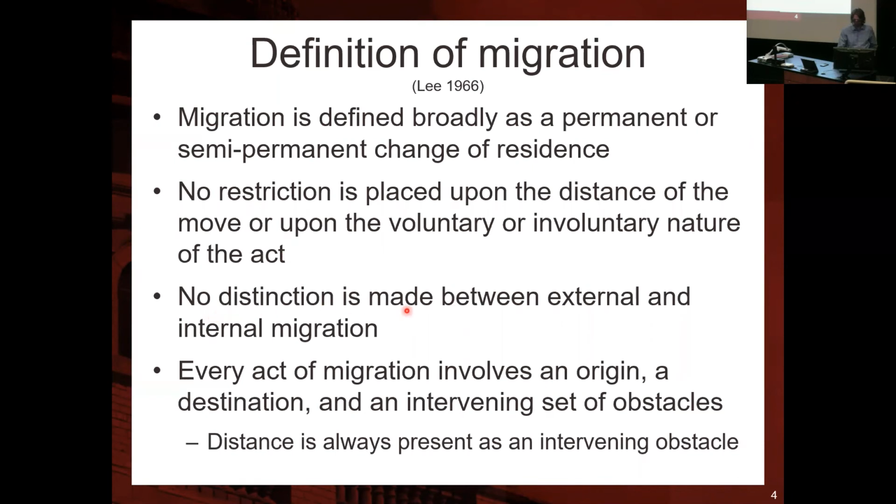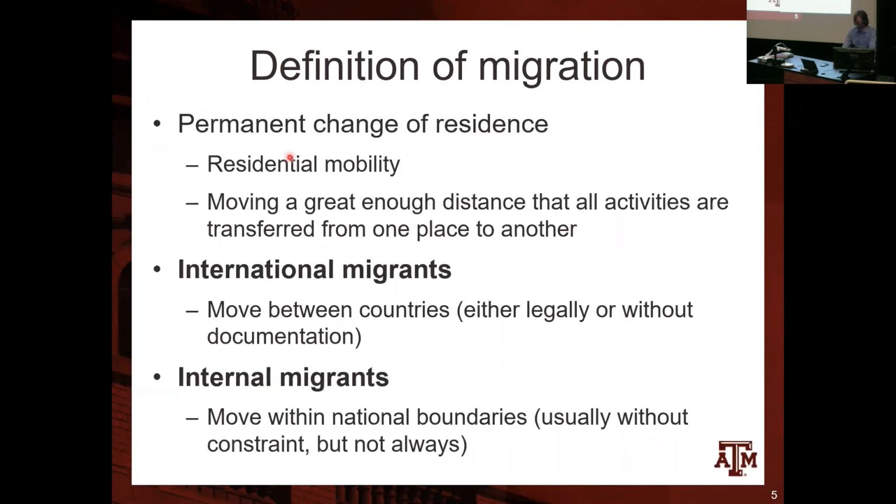And in this chapter, we are focused on internal migration. The previous one, we talked about international migration. Every act of migration involves an origin and a destination, and distance is one intervening obstacle. The farther away areas are, the lower the chances of migrating between them. So migration is a permanent change of residence, moving a great enough distance that all activities are transferred from one place to the other. International migrants move between countries, either legally or without documents. Internal migrants move within national boundaries.